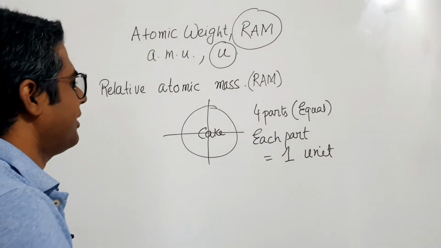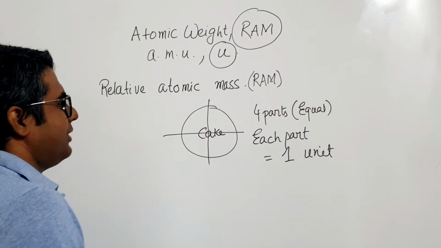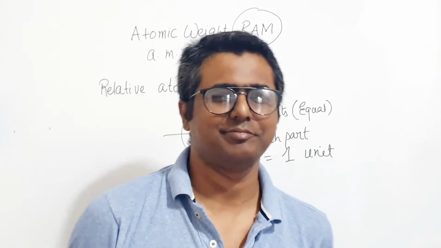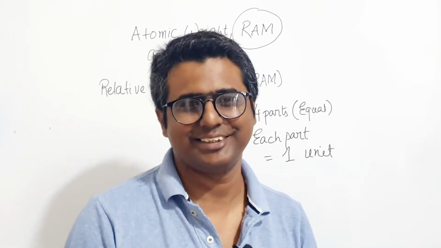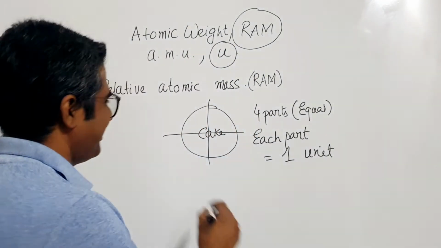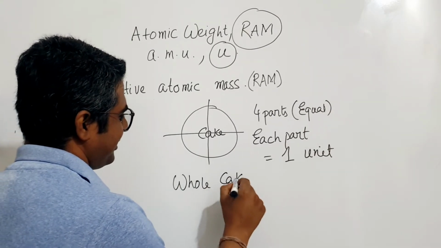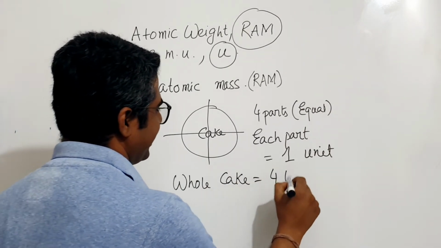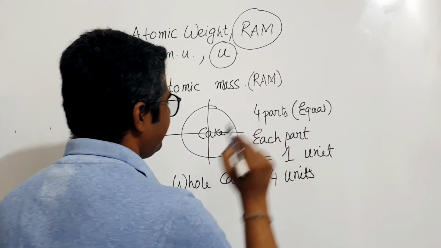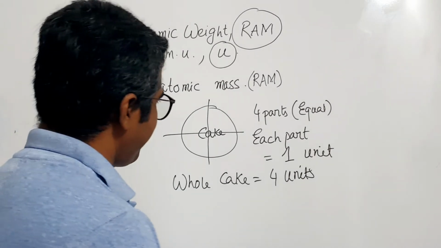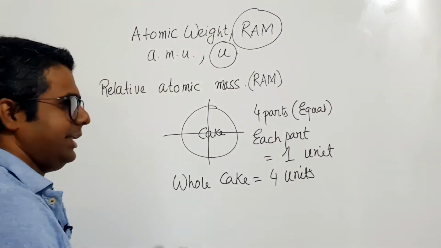If I give you the whole cake, how many units of cake are you getting? 4 units, right? So, the whole cake over here is 4 units. This is the concept of the unit.